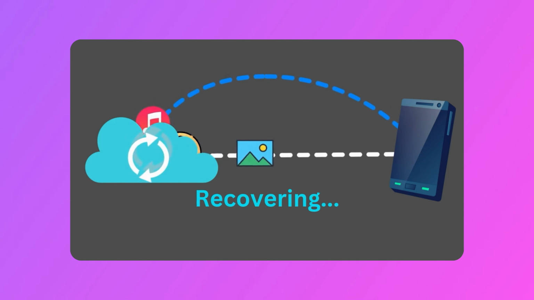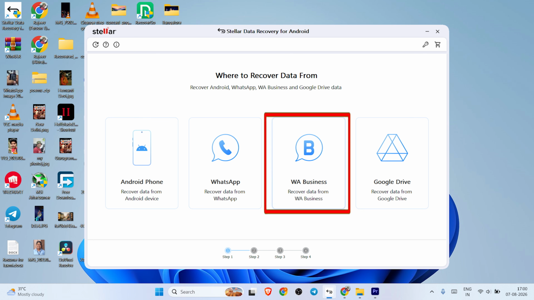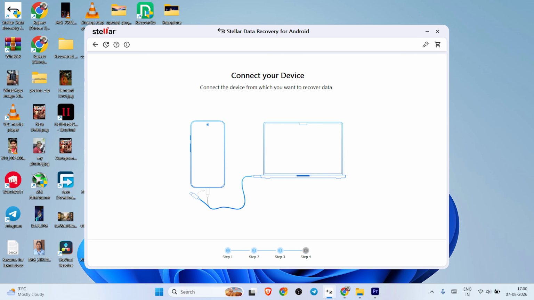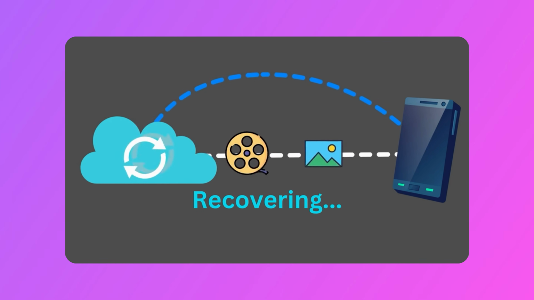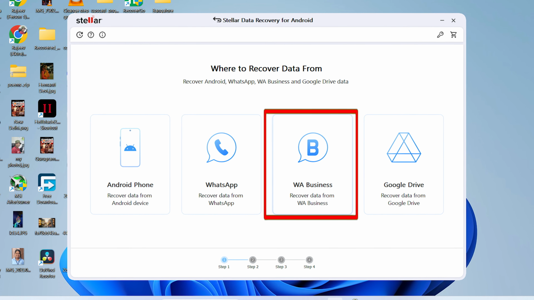The scanning and recovery time depends on the size of the WhatsApp Business data. Simply select the Recover Data from WhatsApp Business option, connect your Android device, scan for recoverable data, preview the available chats and media, and recover only the conversations or files you need. If you rely on WhatsApp Business for customer communication, this dedicated recovery mode is a valuable addition.